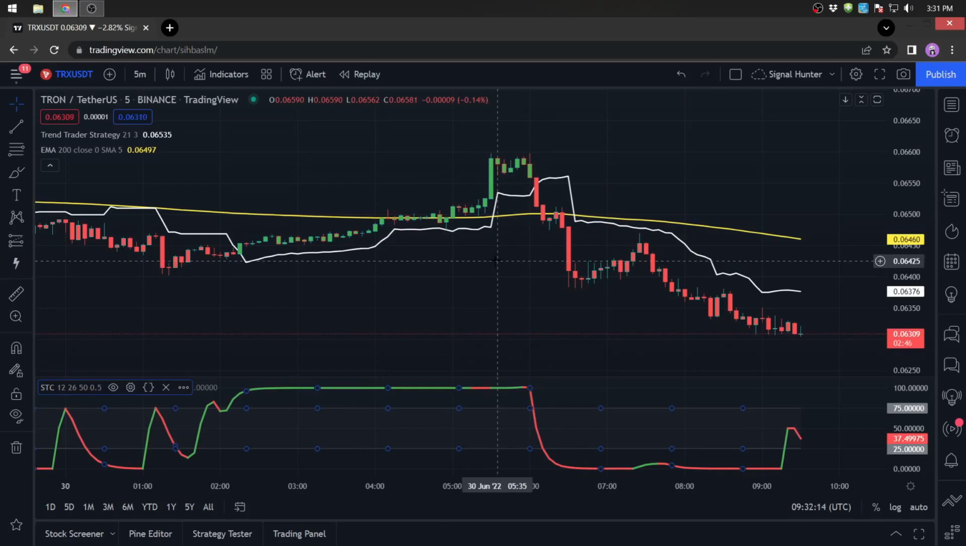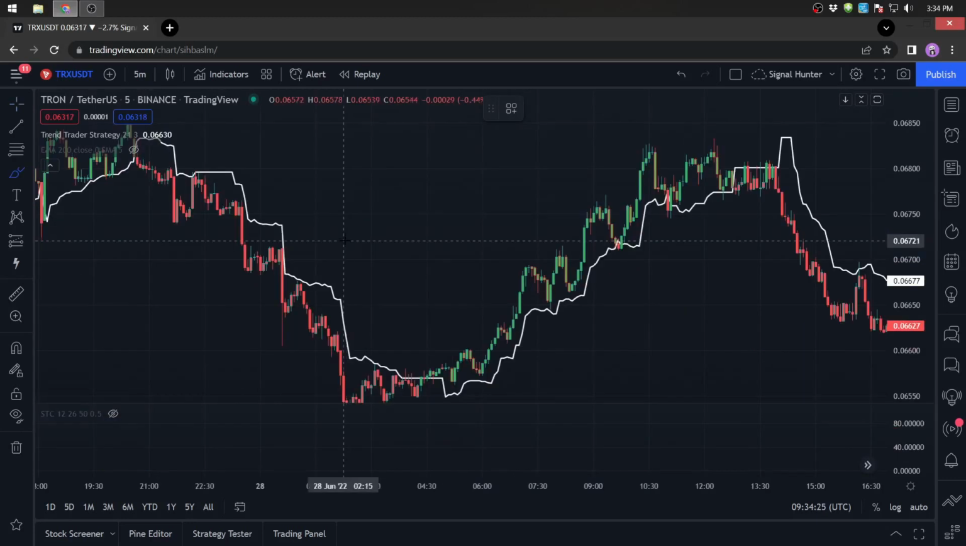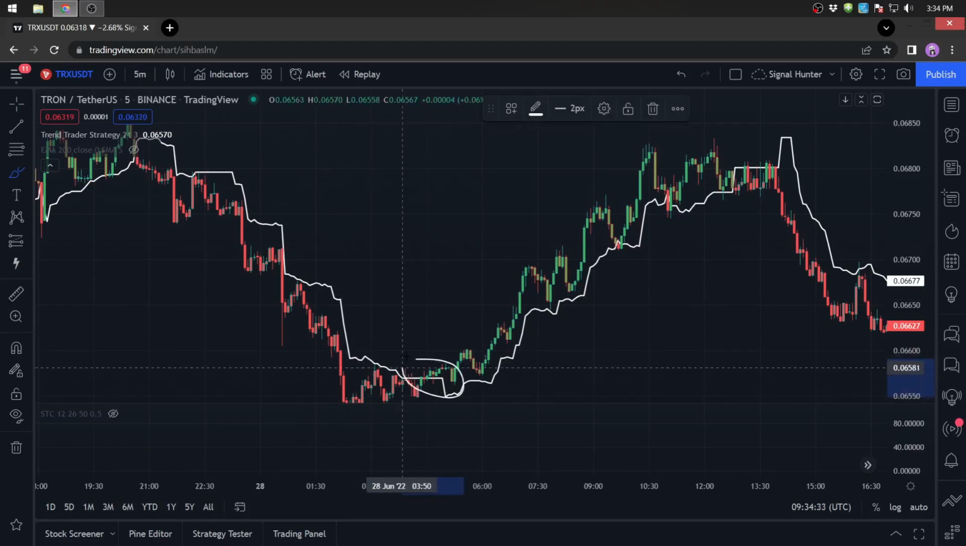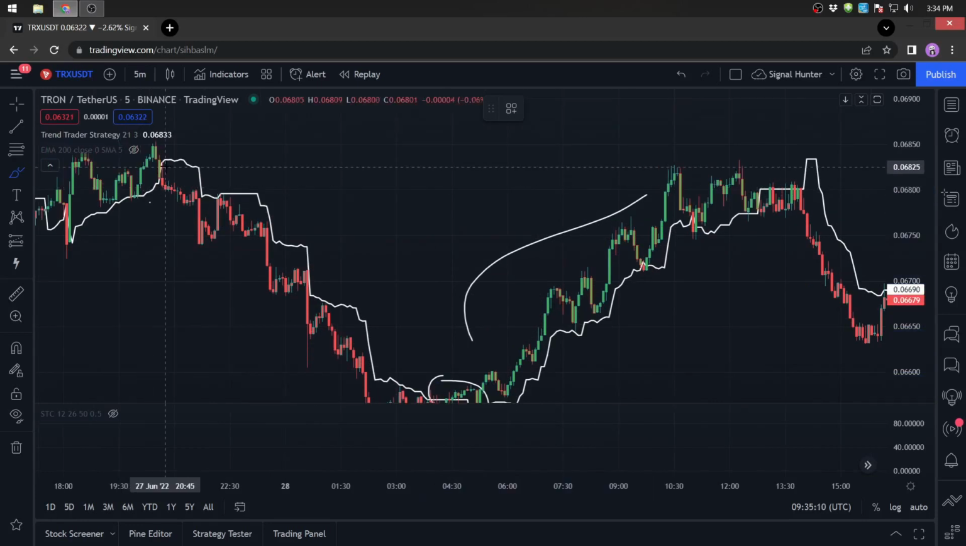So before catching signals, let's get introduced to the momentum of the 3 indicators. First, go with Trend Trader Strategy. Trend Trader has one trend line. If the price crosses up the trend line, that means the price is going into an uptrend. If the price crosses down the Trend Trader line, that means the price is going into a downtrend.